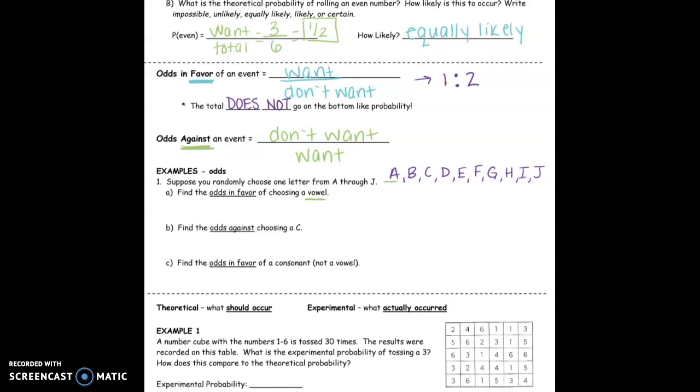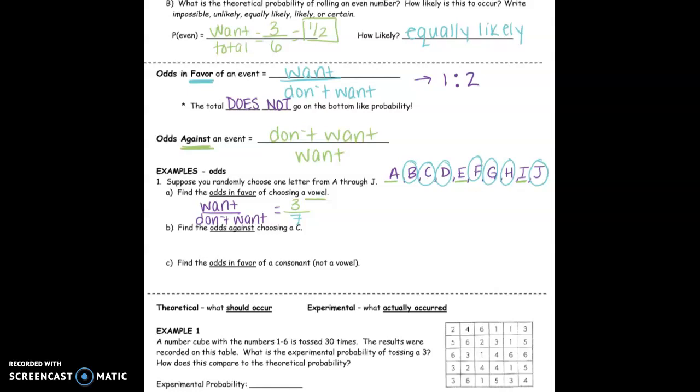So my vowels are A, E, I, O, and U, but O and U are not included in this. So again, odds are what you want over what you don't want. So what I want is the vowel. There are 3 vowels. Over what I don't want, 1, 2, 3, 4, 5, 6, 7. Over the 7 that are not a vowel. It's what I want over what I don't want.